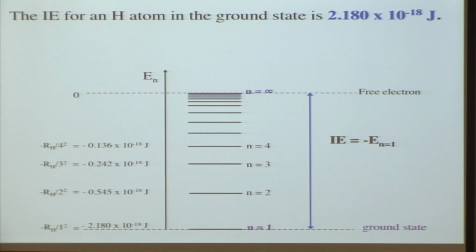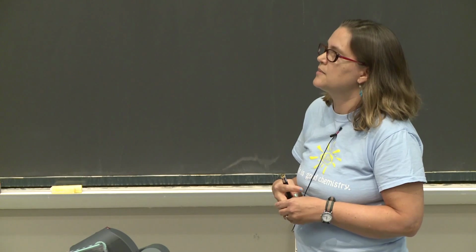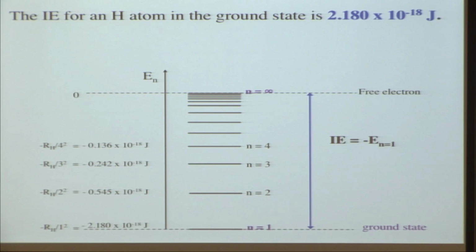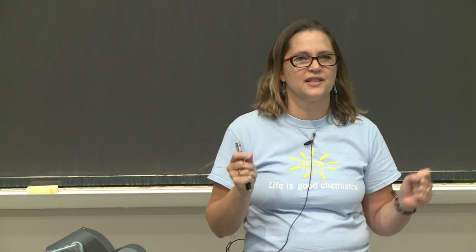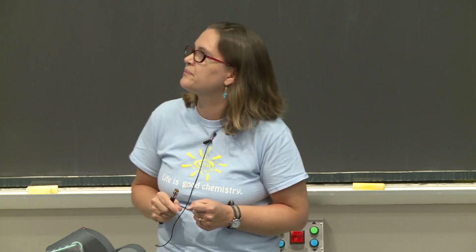So the binding energy is minus Rydberg's constant here, 2.18 times 10 to the minus 18th joules. So the ionization energy for a hydrogen atom in the ground state is positive 2.180 times 10 to the minus 18th joules. And I'm just going to try to use the same number of significant figures. I always try to pay attention to my significant figures.